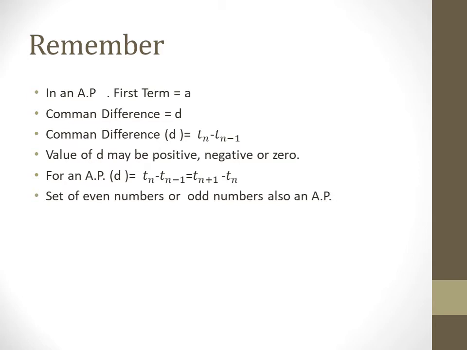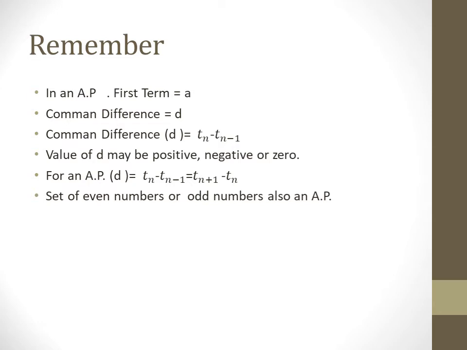This common difference D value may be positive or negative or 0 also. When you are taking an AP, D is equal to Tn minus Tn minus 1. Similarly, Tn plus 1 minus Tn. Here Tn plus 1 is the next term and Tn is the previous term. So always next term minus previous term to calculate the value of D.